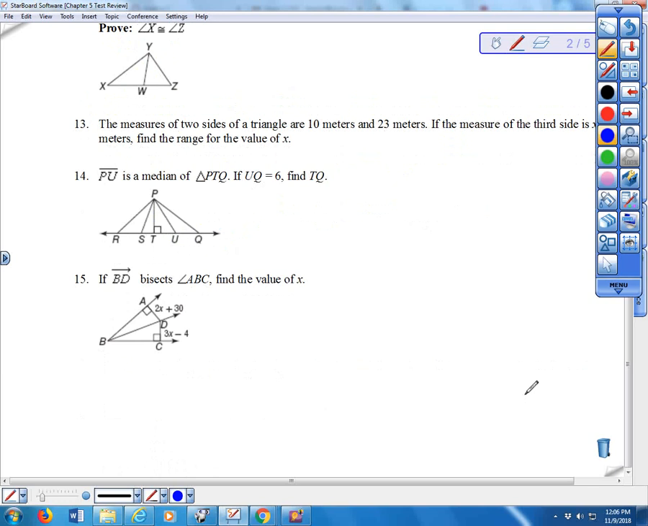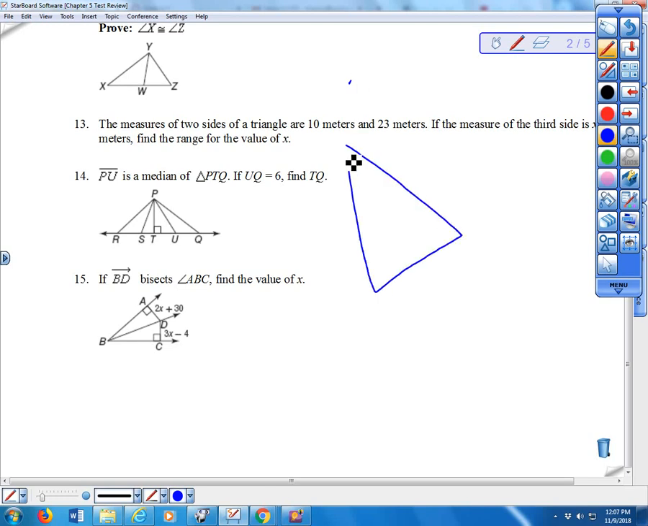Number 13. The measures of two sides of a triangle are 10 meters and 23 meters. If the measure of the third side is x meters, find the range of the value of x. So remember, when we're trying to figure out possible third sides, one possibility is that the third side is the shortest of this triangle.